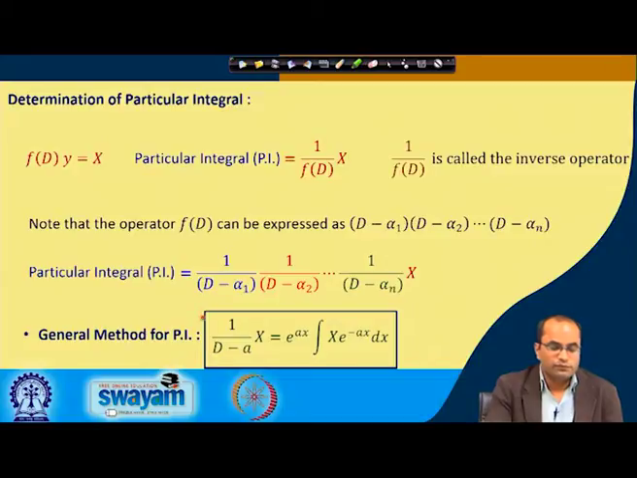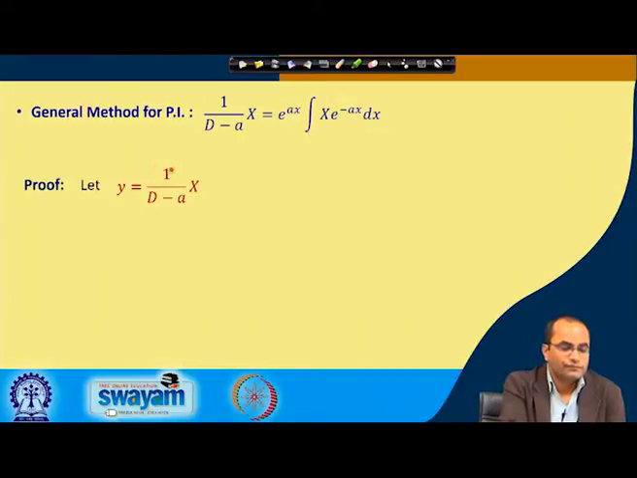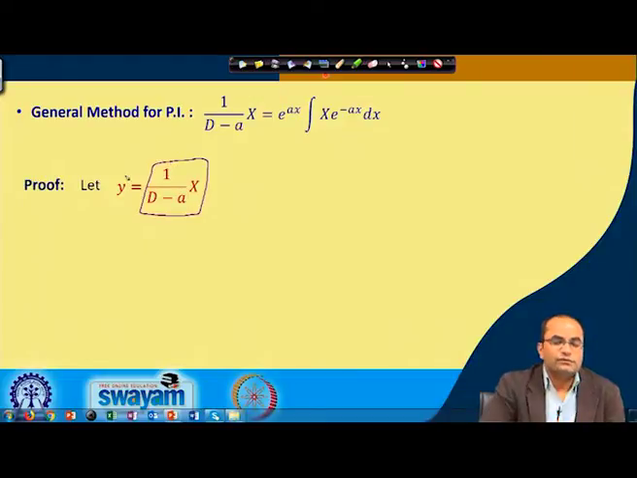So, first we will prove this result: when we operate 1 over (D minus a) on X, we get e to the power a x times the integral of X multiplied by e to the power minus a x, over dx. To see how we get this result in terms of the integral, let y be equal to 1 over (D minus a) on X.